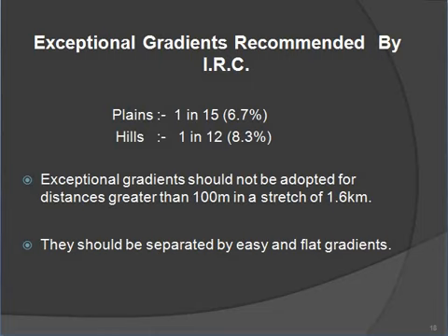Exceptional gradients should not be adopted for distances greater than 100 meters in a stretch of 1.6 kilometers, and they should be separated by easy and flat gradients. So remember this one. The conditions are given by the IRC: plains 1 in 15, hills 1 in 12. So here 1 is the rise and 15 is the slope, that is, 1 vertical to 15 horizontal.